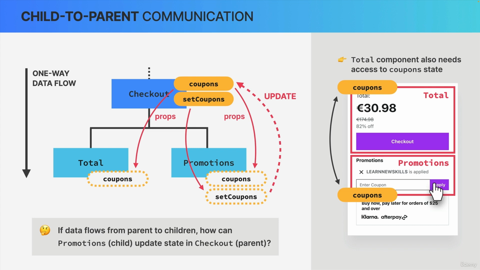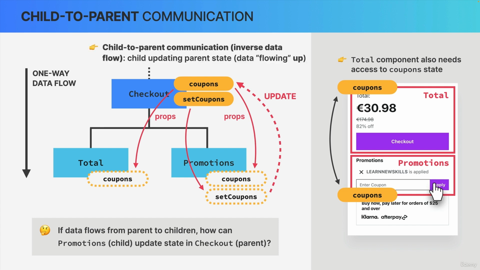But anyway, we can call this technique of passing down a setter function child-to-parent communication, or also inverse data flow. Inverse because usually data only flows down, but here we basically have a trick that allows us to have the data flowing up as well. Now, of course, this is not truly flowing up, but this workaround of passing down the setter function and using it to update the parent state is pretty close to actually having data flowing up the tree.